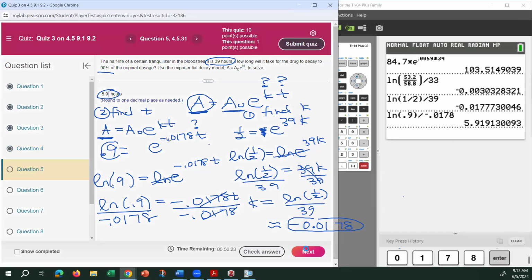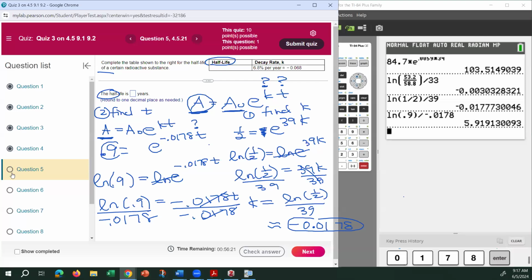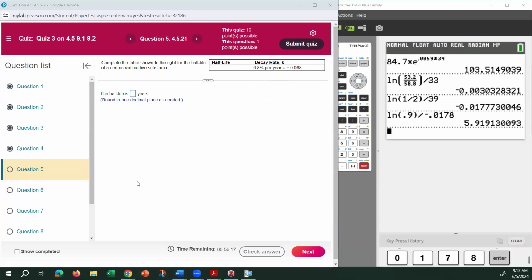Okay, let's look at another half-life problem. So it says complete the table shown on the right for half-life of a certain radioactive substance. So that's going to be the T value that it'll take for this to reduce to half of its original amount. So write down the half-life model. A equals the A initial e^(KT). And so we start with initial is 1, half-life, the final amount is half. It doesn't matter what the exact amount is, right? As long as we know it's half of whatever the original amount is.